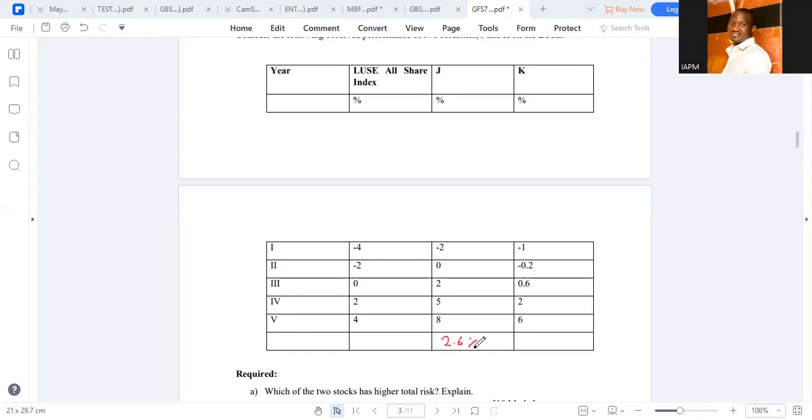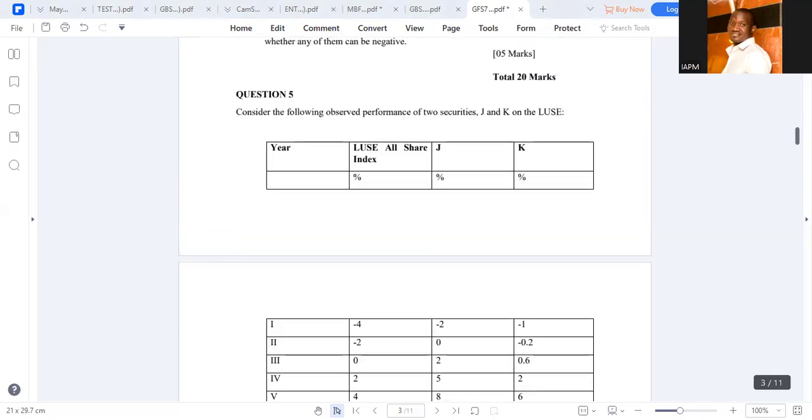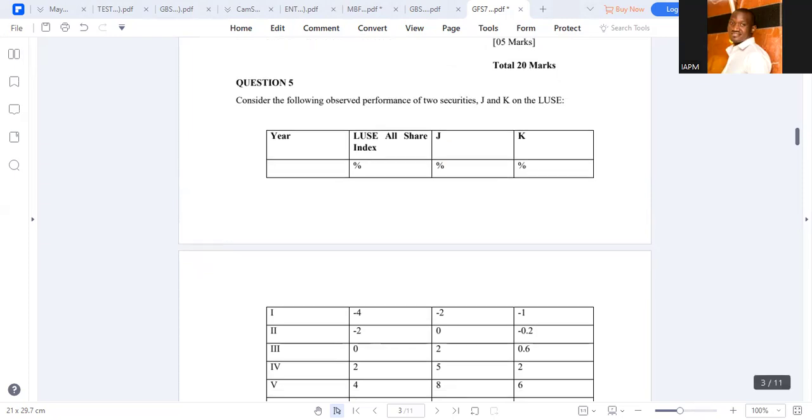Then Mr. Francis, what do you do to this one? What are we getting when you average this one? Sorry, sir. I've just joined in, sir. I don't even know which paper you are doing and which question you are doing, sir. So we're looking at question number 5, where we are given two securities, J and K, on the question pamphlet. So we want to calculate the averages.